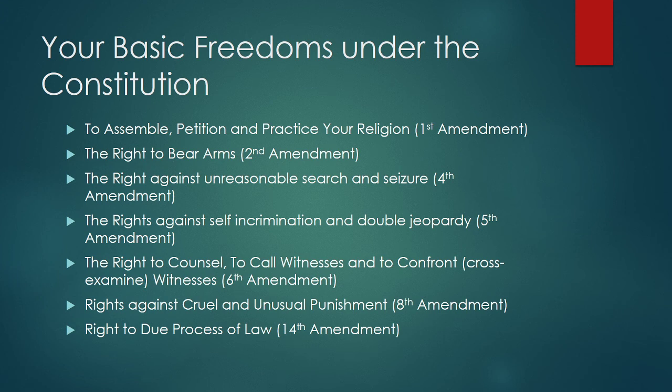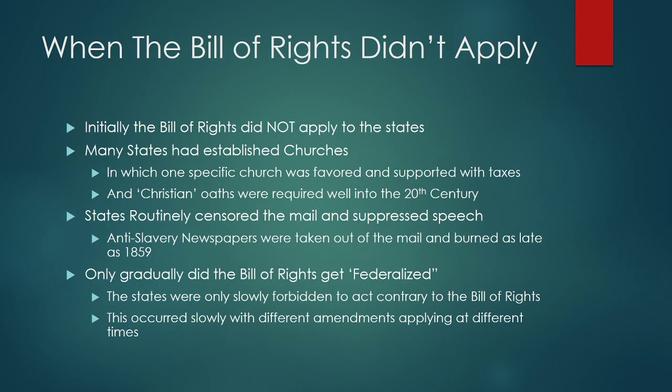You have the right to counsel. Initially, that just meant you could hire one. You have the right to call witnesses, and you have the right to confront or cross-examine witnesses. Those are Sixth Amendment rights. You have the rights against cruel and unusual punishment, although, and this is a significant problem, what does cruel and unusual mean? Is an execution cruel? Is torture cruel? Is solitary confinement cruel? What is cruel? And of course, kind of a general one, you have a right to due process of law, something we'll talk about a little bit later in the course as well.